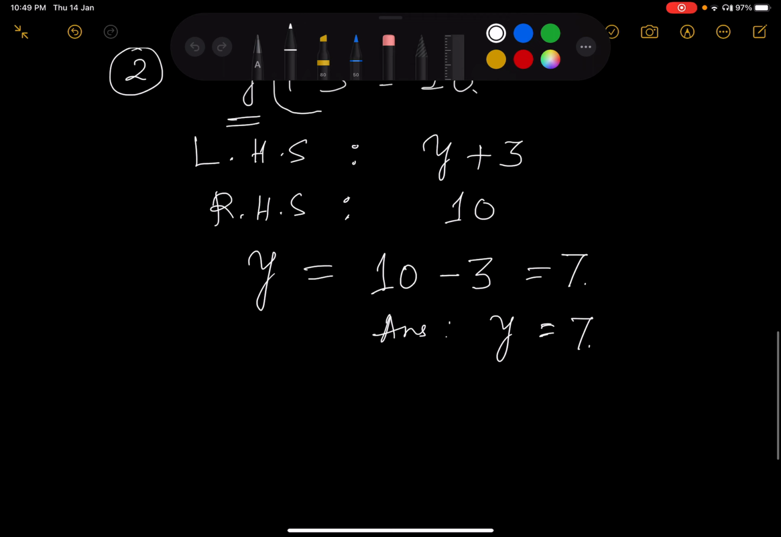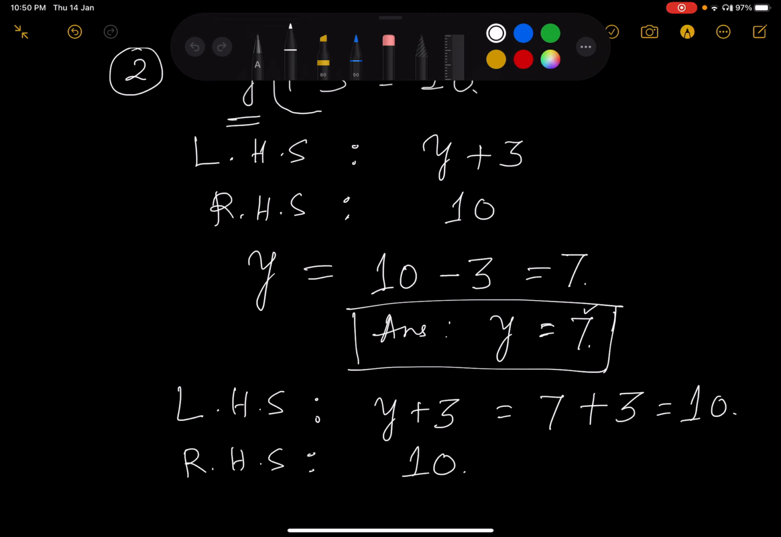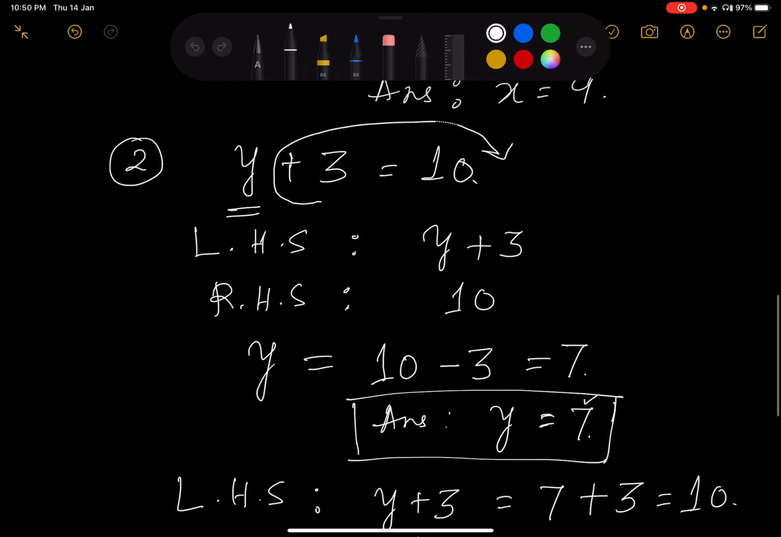Now, how can you verify that your answer is correct? If you take left hand side, it is y plus 3. That means if you have got the value of y is equal to 7, then put the value of y here, that is 7 plus 3 is equal to how much? It is 10. That means what? You have got left hand side is equal to right hand side. So, right hand side is how much? It is equal to 10.